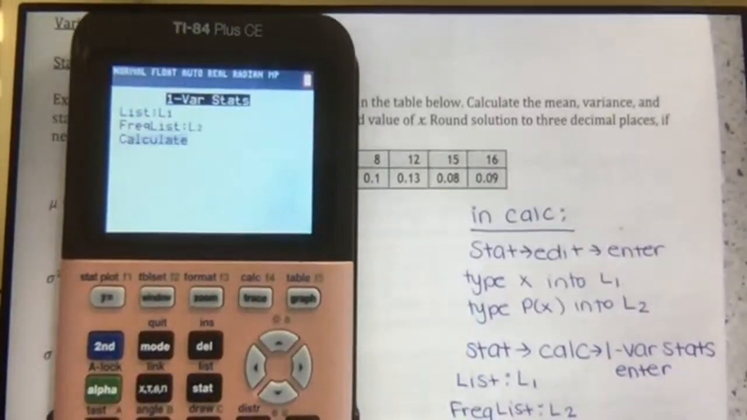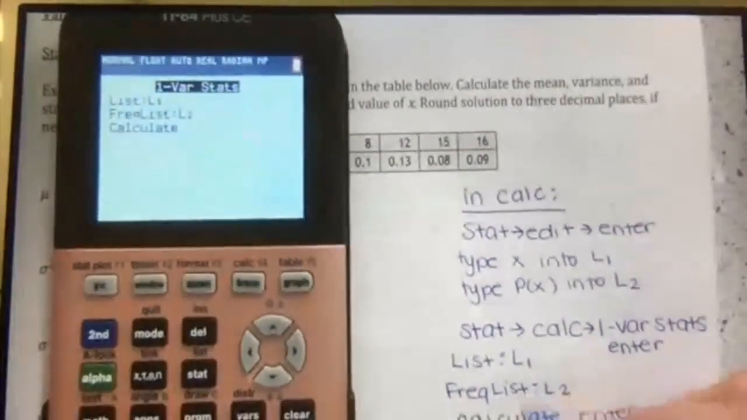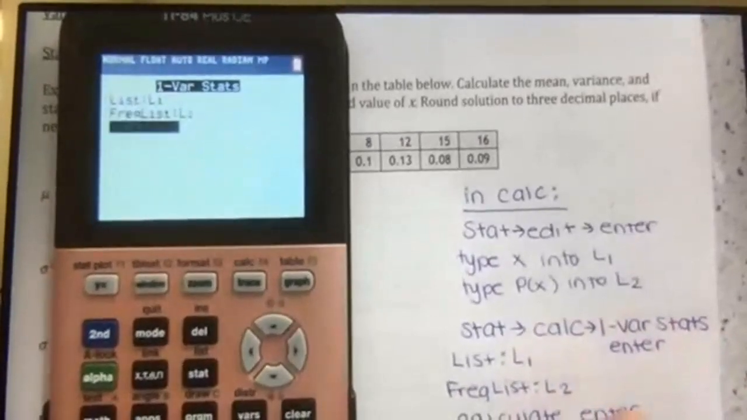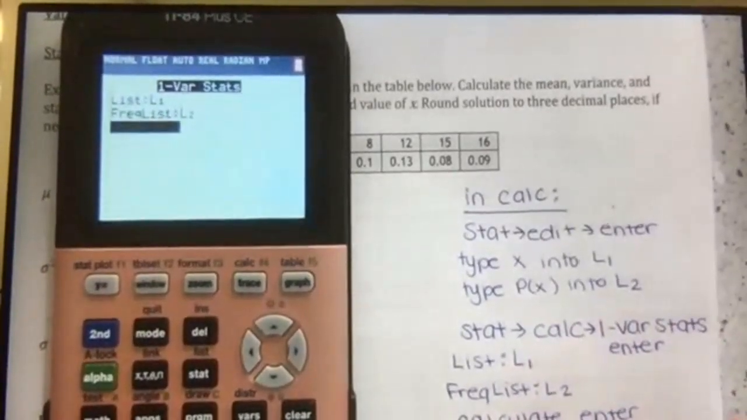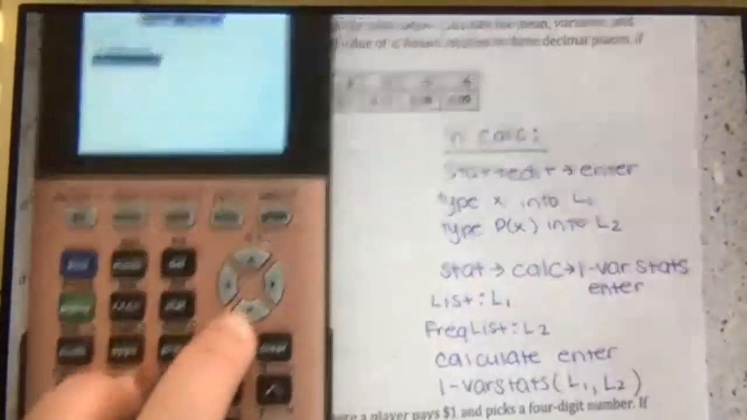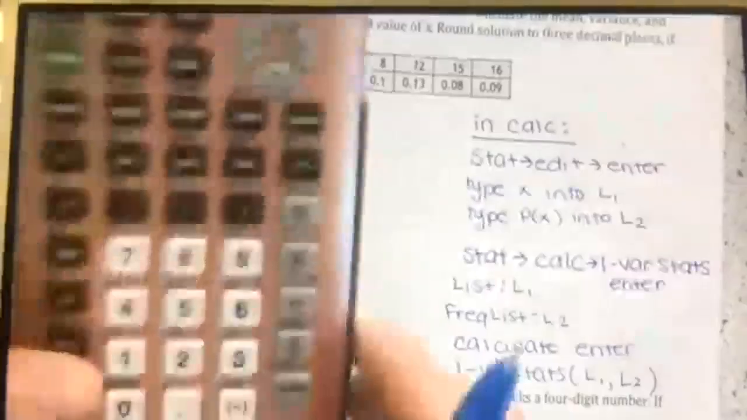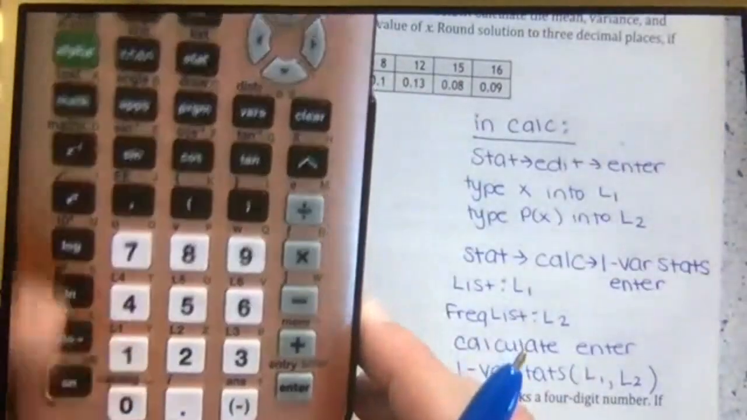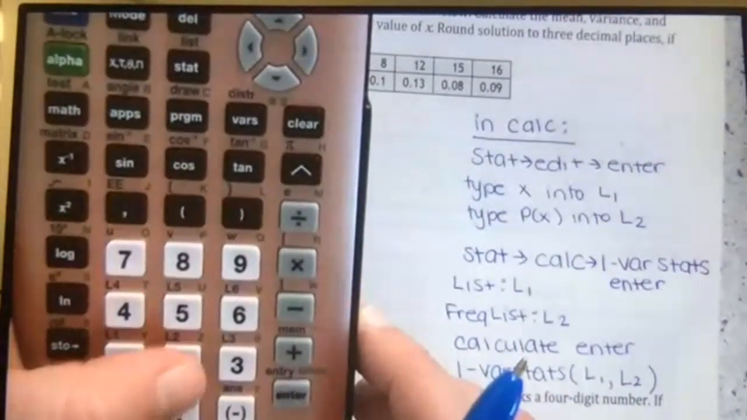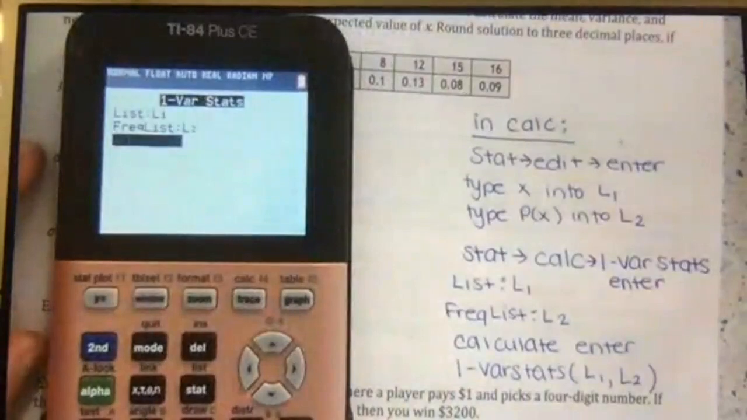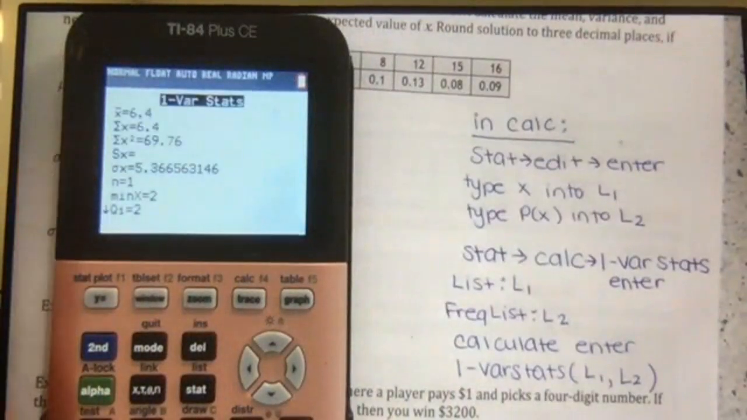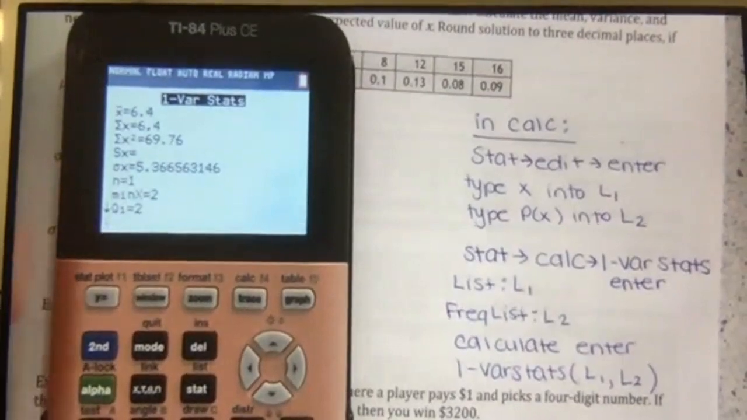Notice that if you have an 84 plus like mine, or 84 in general, it'll automatically fill this out nicely for you. All you have to do is press calculate. If you have an older calculator, it'll still do it. You just need to tell it what to do. So yours will look like one variable stats. You need to type in L1, comma, L2 to tell it the list and the frequency. So again, L1 is above number 1, so second number 1, here's your comma, and then second number 2. And if you press calculate, notice for a split second it says the same thing. And then here's all of our answers. So this page should look the same for everyone.